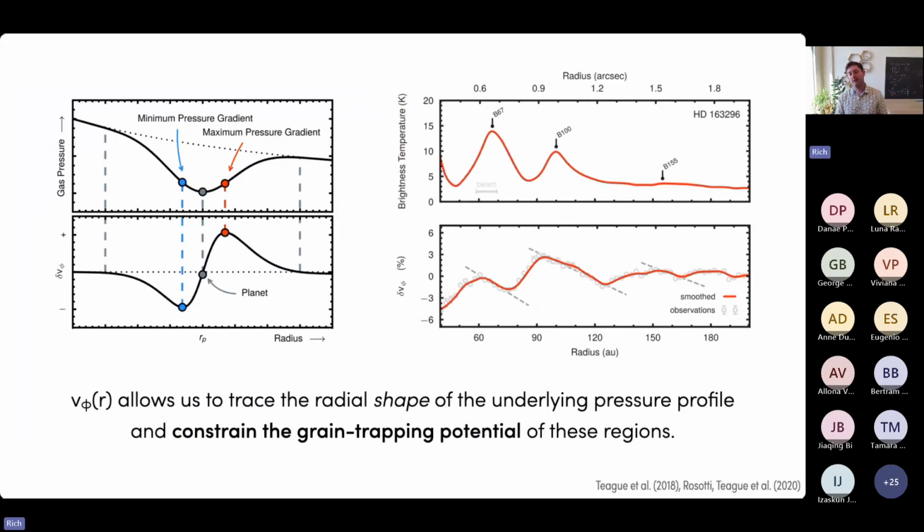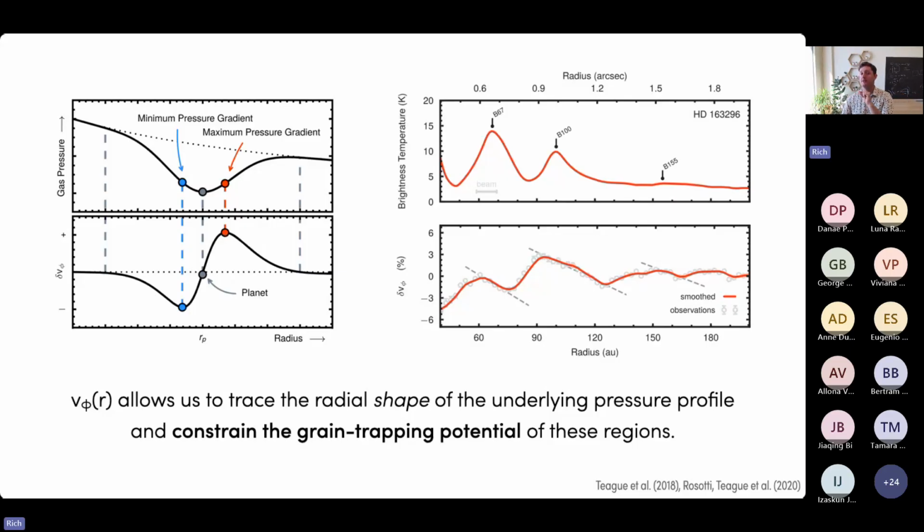So the way that we can use the gas velocity structure to do this is to remember that the disk is in hydrostatic equilibrium. Because we're seeing radially this outward pressure gradient, because the temperature and density are dropping as you move away from the star, that's going to support the gas against the gravitational potential of the star.